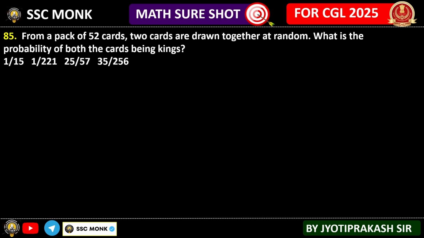Next, from a pack of 52 cards, two cards are drawn together at random. What is the probability that both the cards are kings? Now see, 52 cards, 2 drawn. Now how many kings are there? 4 kings are there. Out of that, 2 have been selected. That is equal to 3 into 4 by 2 divided by 51 into 52 by 2.